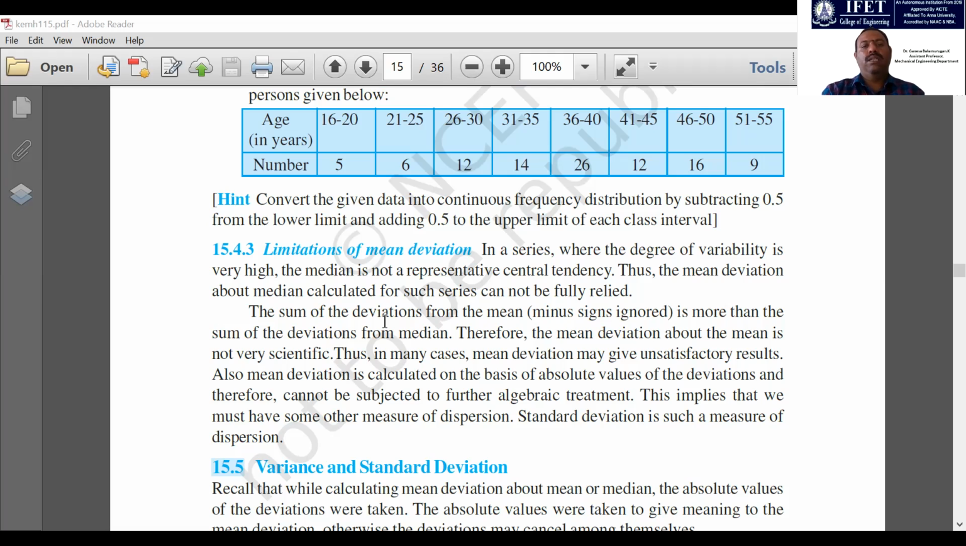And mean value means what? You sum all the readings you have taken and divide by the number of readings. For example, if you are taking 10 readings, divide by 10. If you are taking 100 readings, you have to divide by 100. Then you will get the mean of a group of readings, and we have to find out the deviation.